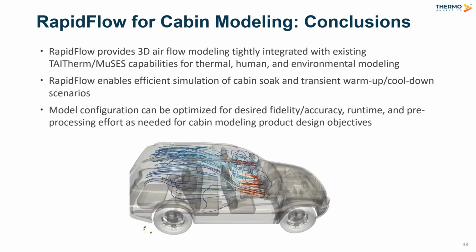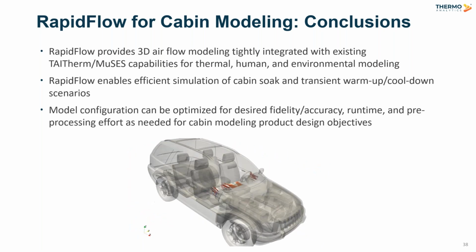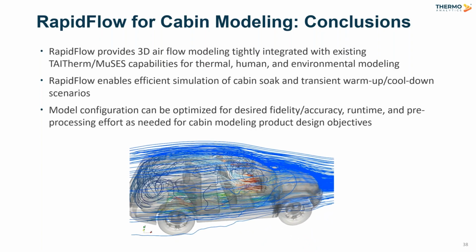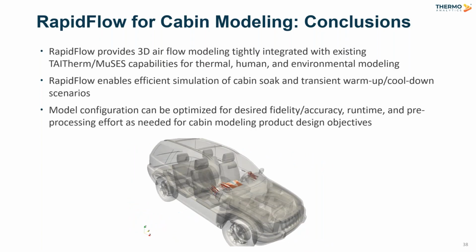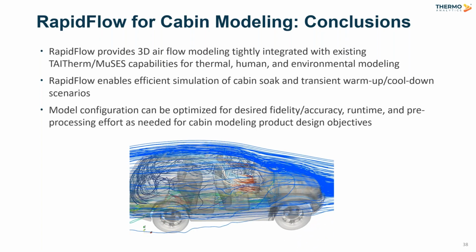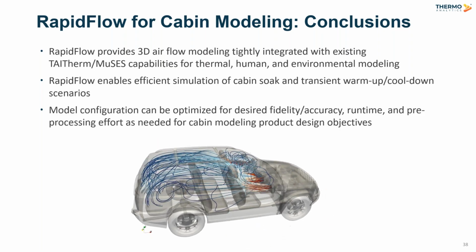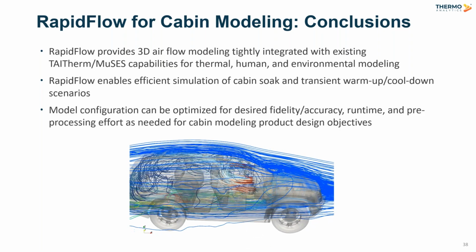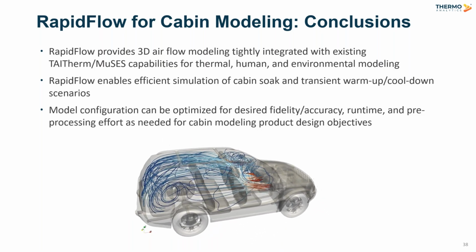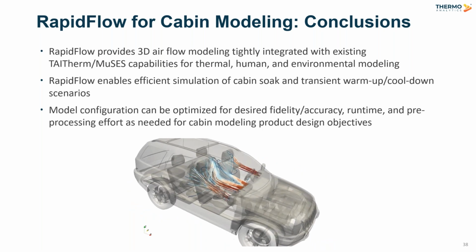Is it possible to compile the RapidFlow model into an FMU with embedded solver to be used by an external 1D tool for co-simulation? Yes, that is what we were illustrating a couple slides back using the input parameters. So you would start with your TAITherm cabin model with RapidFlow activated. You would set up input parameters for any of the boundary conditions that you wanted the FMU to be able to change. So those could include the velocity and temperatures at any of the inlet boundary conditions.